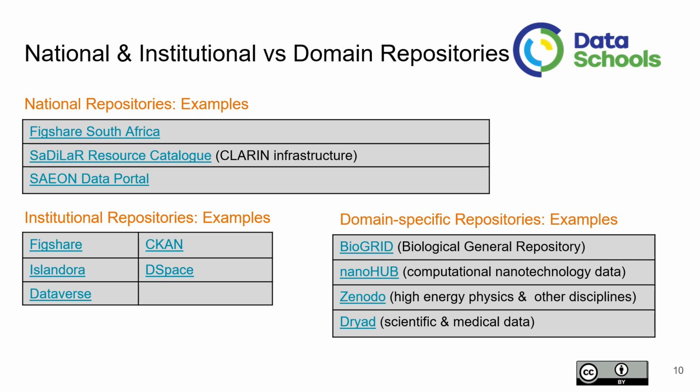Repositories can be grouped in 3 types of categories. You can get national repositories, for example, Figshare South Africa, SADILAR Resource Catalog, and Scion Data Portal. You can also get institutional repositories, for example, Figshare, Islandora, Dataverse, CCAN, DSpace, and many more. And then you can get domain-specific repositories, for example, BioGrid, which stands for Biological General Repository. You can get NanoHub, which focuses on computational and nanotechnology data. Zenodo, which focuses on high energy physics and other disciplines, and Dryad, which focuses on scientific and medical data.